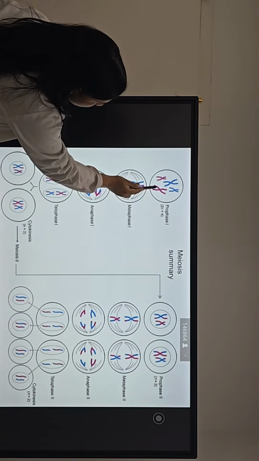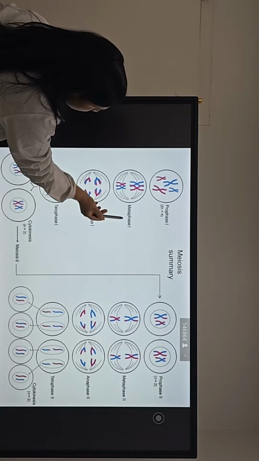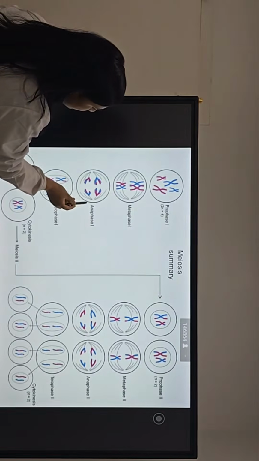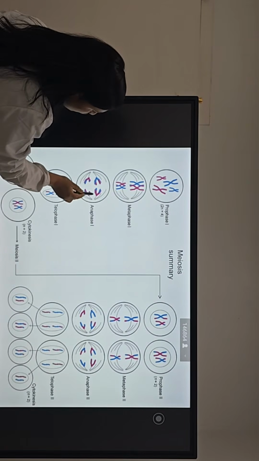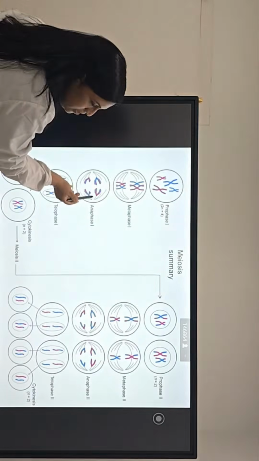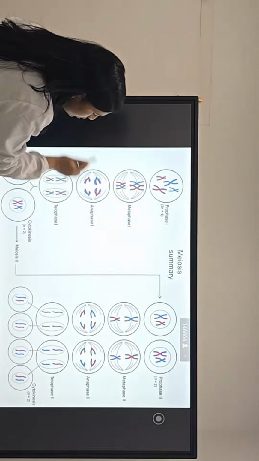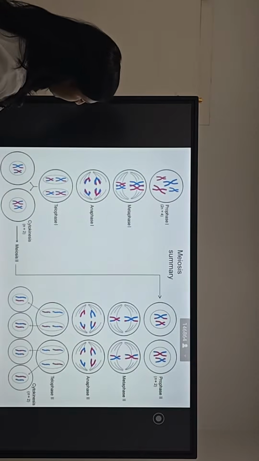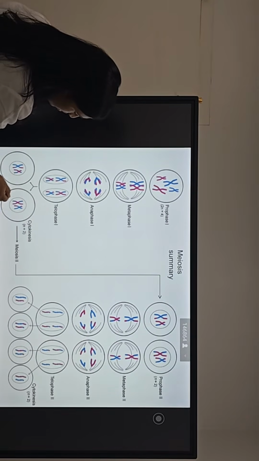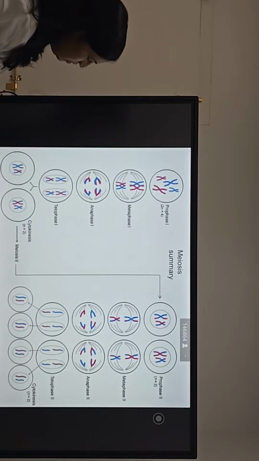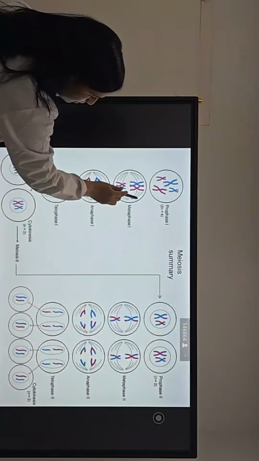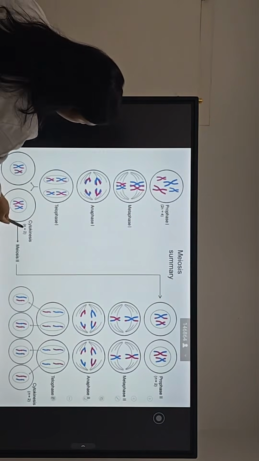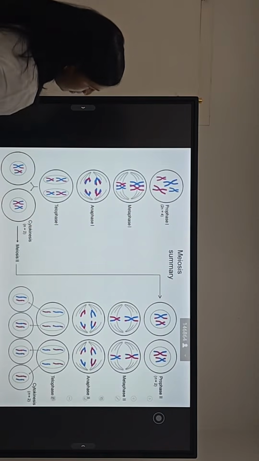In prophase 1, the chromosomes will condense. In metaphase 1, these chromosomes will come to the center of the cell at the metaphase plate. In anaphase 1, the sister chromatids will separate and go to opposite poles of the cell. And in telophase 1, there will be the formation of the nuclear membrane, followed by cytokinesis, meaning division of the cytoplasm. In meiosis 1, the chromosome number decreases to half, from 2n to n.